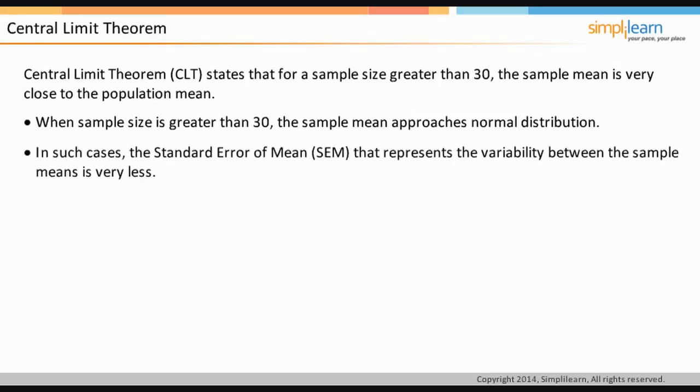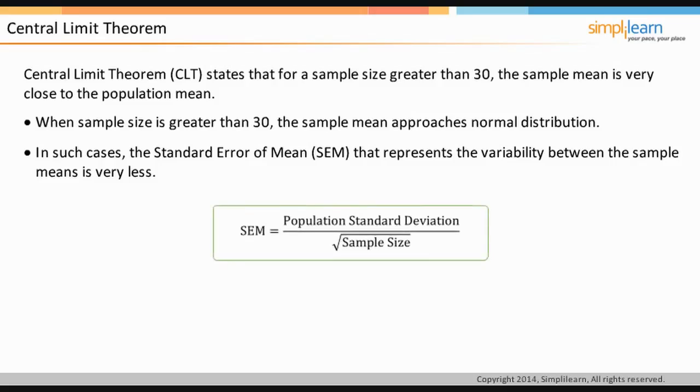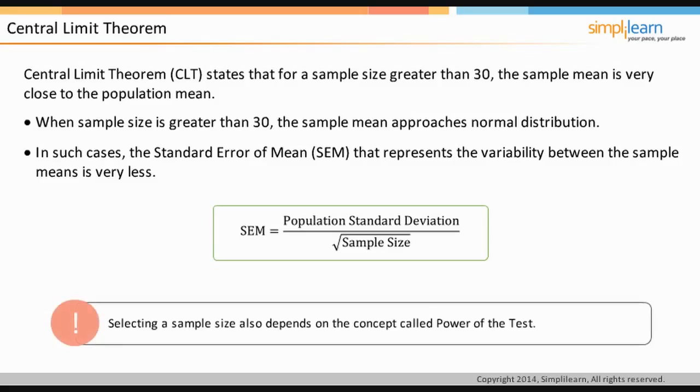In such cases, the standard error of mean, also known as SEM, that represents the variability between the sample means, is very less. The SEM is often used to represent the standard deviation of the sample. The formula for SEM is population standard deviation divided by the square root of the sample size. Selecting a sample size also depends on the concept called power, also known as power of the test. We will cover this concept in detail in the later part of the course. Let us look at the graphical representation of the central limit theorem in the following screen.